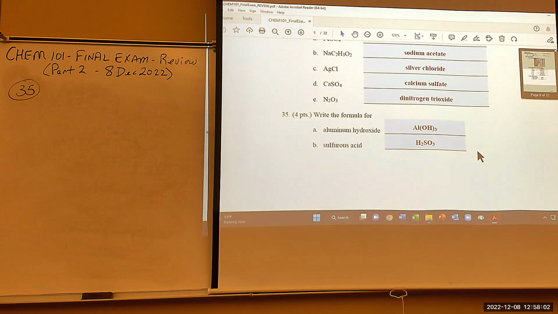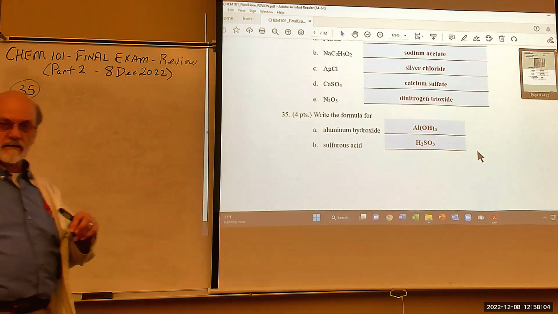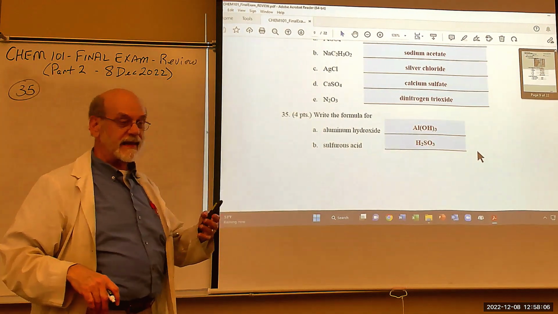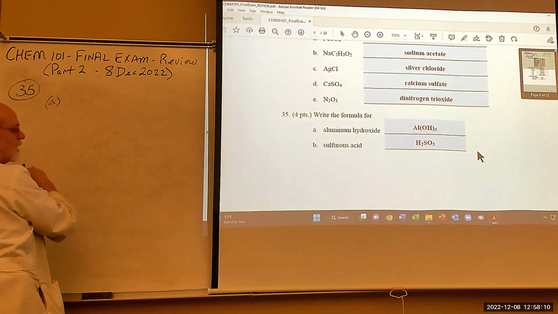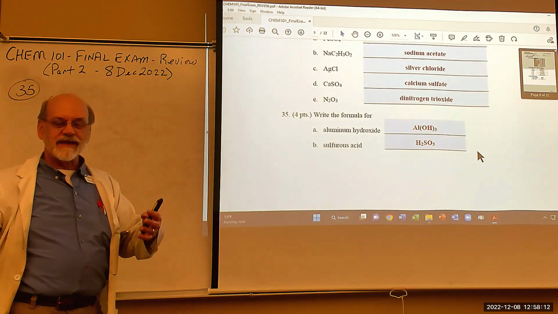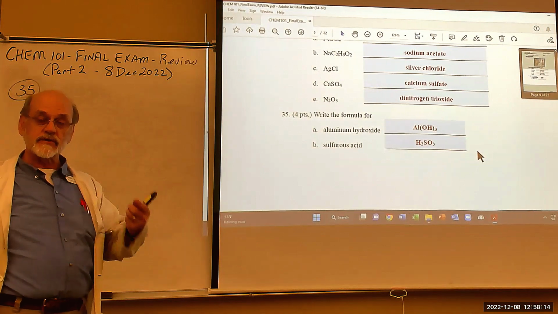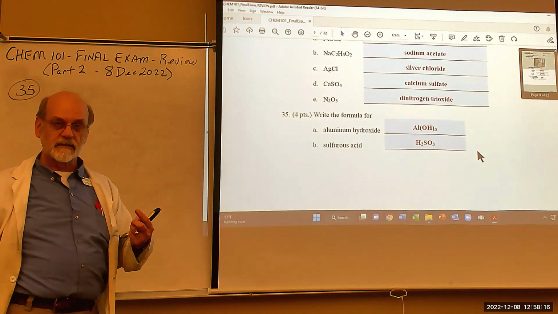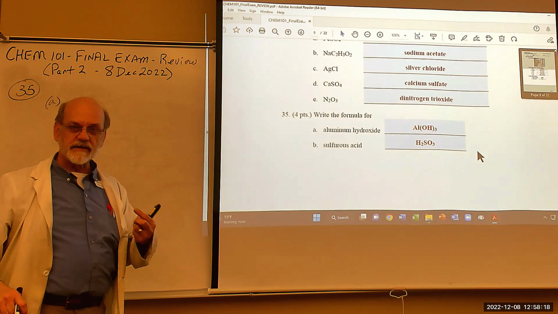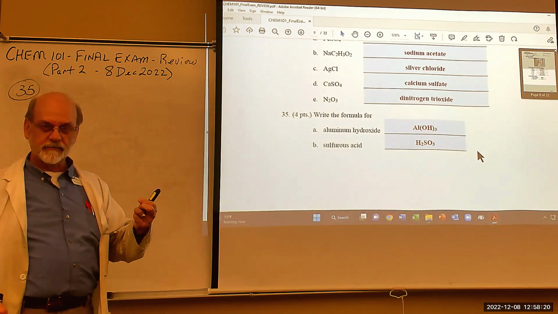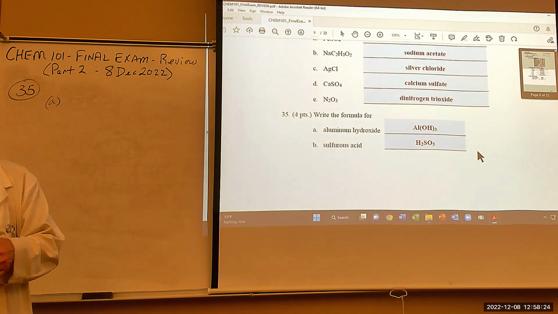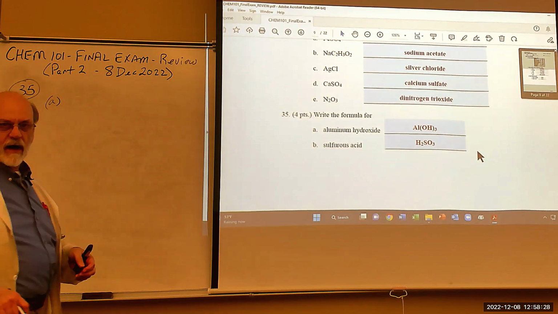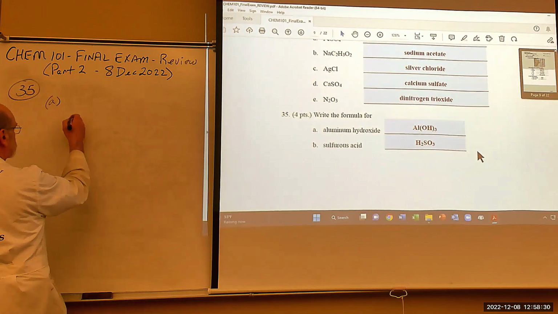Okay. Now we're going to go the other direction. We're going to write the compound from the name. Aluminum hydroxide. So how do you write that? Well, what's the charge on aluminum? Aluminum is in the same group with boron. And boron, aluminum, gallium, indium, they all have a 3+ charge.